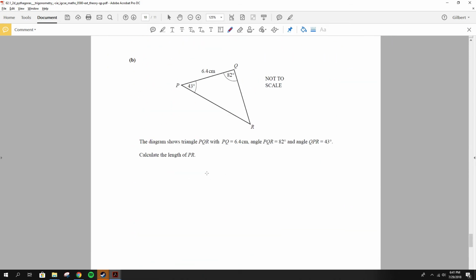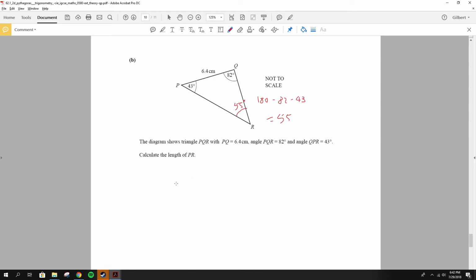The diagram shows the triangle PQR. Calculate the length of PR. Alright, you just need to use the sine rule. So first things first, we need to calculate what is this missing angle here. To do that, you need to use 180 minus 82 minus 43. You're supposed to get an angle of 55 degrees. So this is 55 degrees.